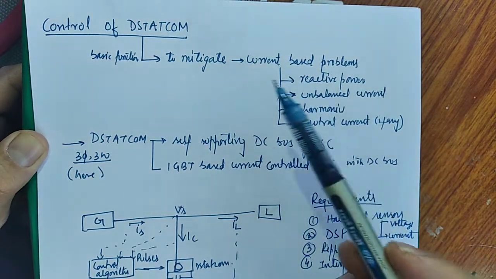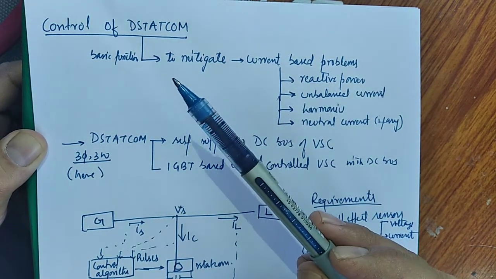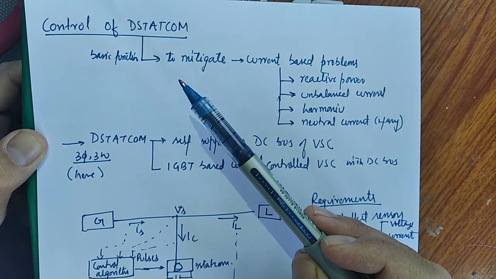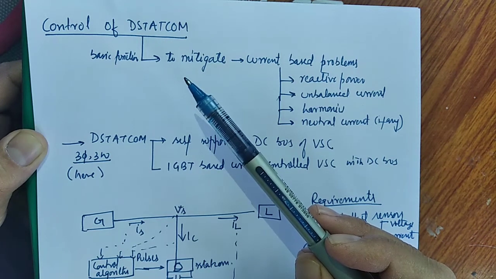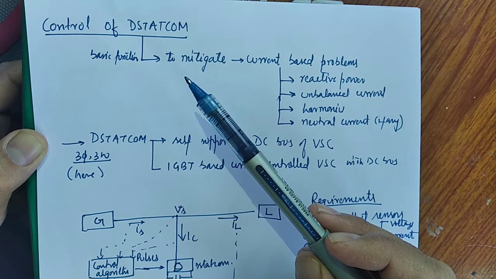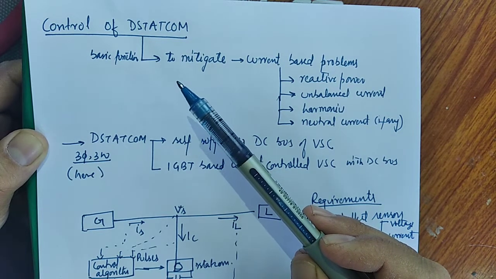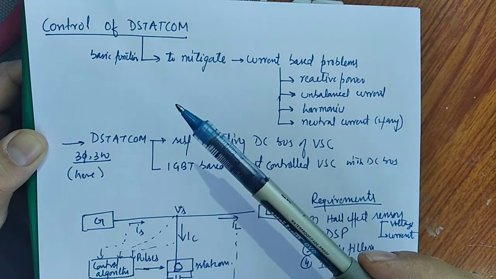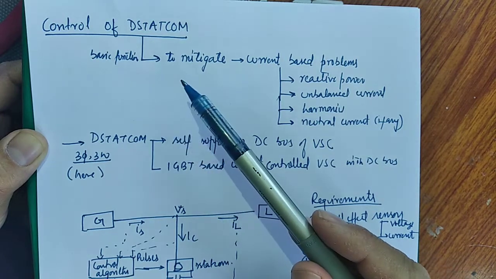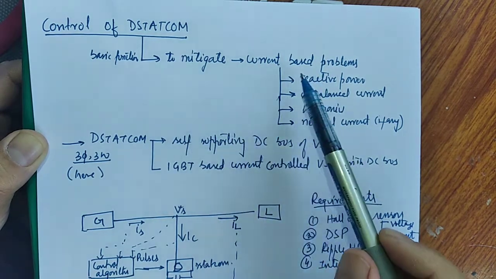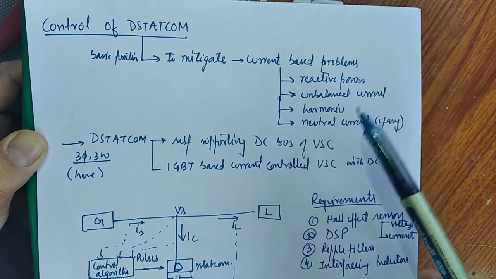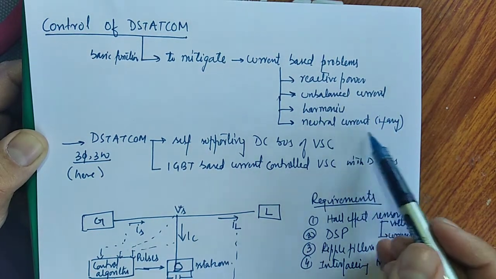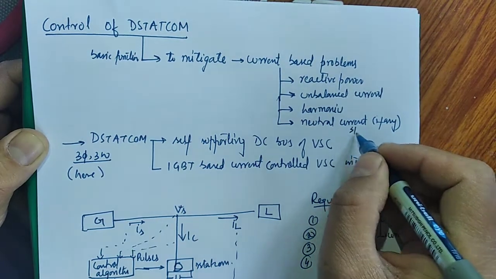Hello students, in this lecture we will study the control of D-STATCOM. Till now we have studied types of loads and power quality problems in the distribution system, then classification and design of the D-STATCOM. Before starting with the control, we know that the basic function of this D-STATCOM is to mitigate current-based problems, especially reactive power, unbalanced current, harmonics, and neutral current, if any, for 3-phase 4-wire. This is for only 3-phase 4-wire.